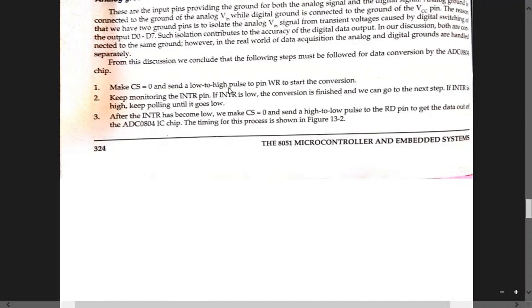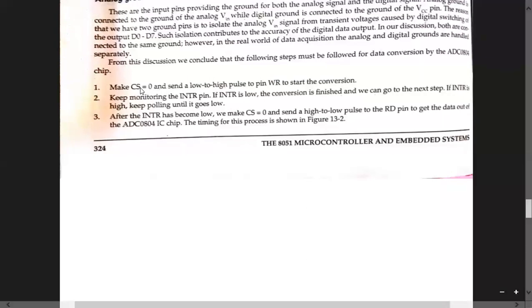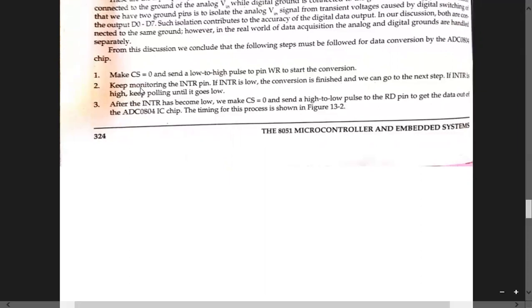So what are the 2 things to be done? Karishma? Ma'am, 1 second, I'll close the door. Okay, what are the 2 steps, Mohan? First, making CS is equal to 0 and send a low to high pulse to the WR pin. Okay, the 2 steps have to be done.